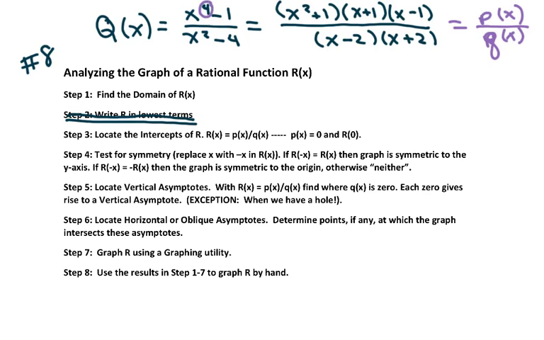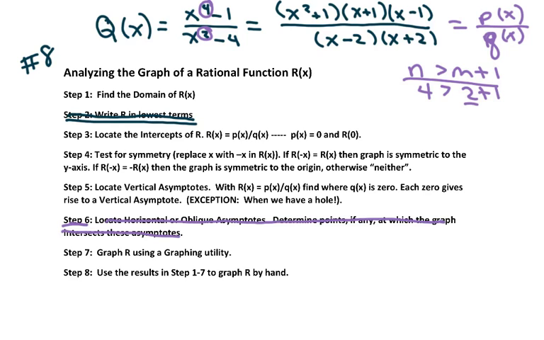Since the degree in the numerator is more than 1 higher, for step 6, we don't have any horizontal or oblique asymptotes because n is greater than m plus 1. So my n is your numerator, 4 is greater than 2 plus 1, because my m is 2. So when it's greater than this, that means you have none. So we can actually skip step 6.